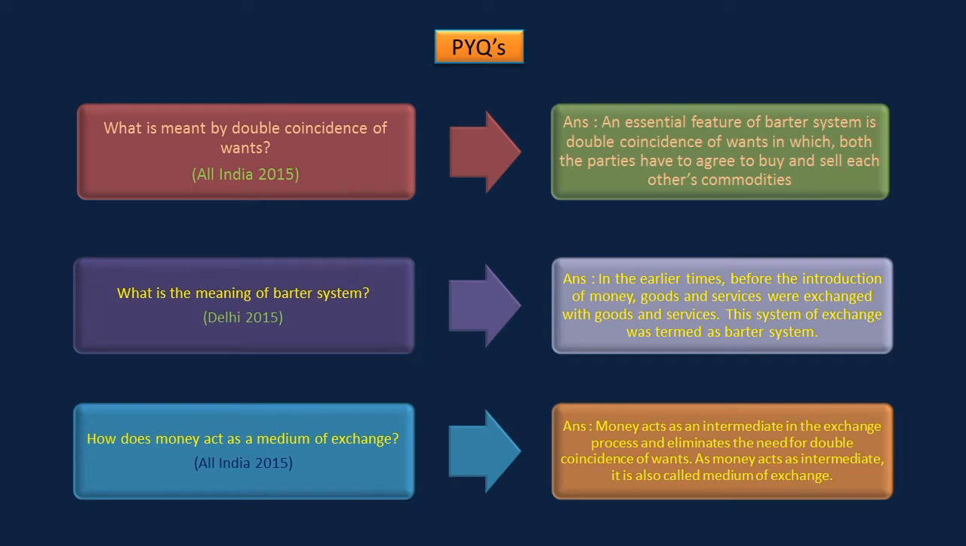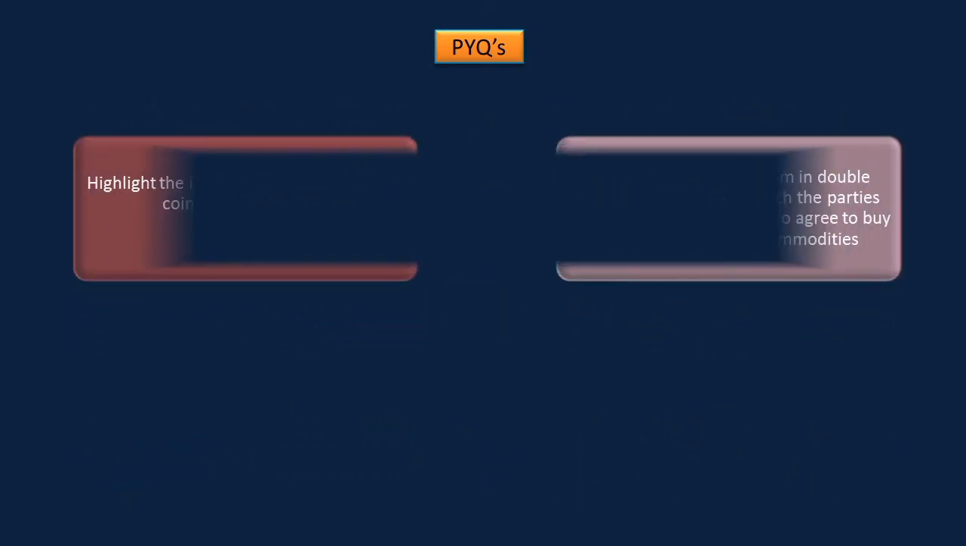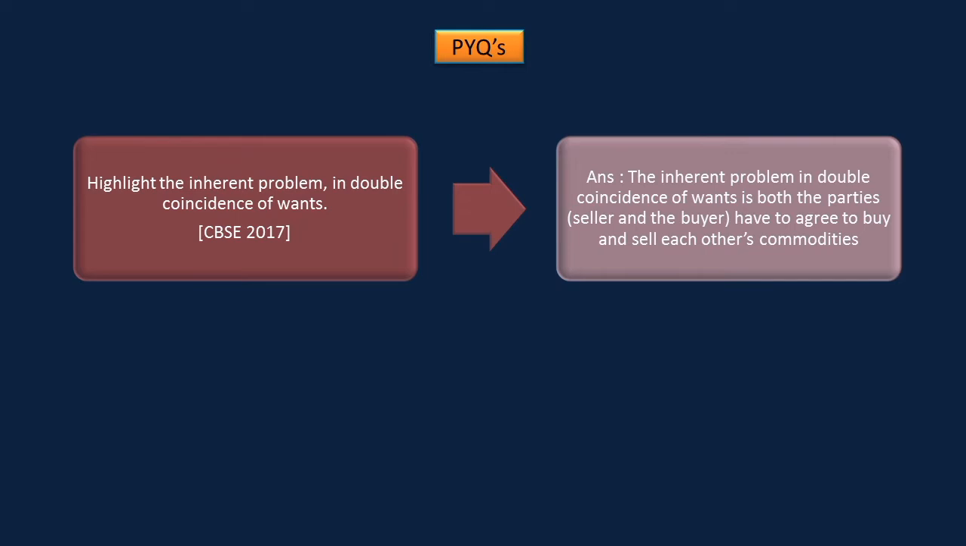So let's move forward. For my PYQ, highlight the inherent problem in the double coincidence of wants. As we have understood, inherent means the thing belongs to me. The thing that we are purchasing or selling belongs to me, that is the inherent. So the inherent problem of the double coincidence of wants is that both parties have to agree. But as we have seen in the ongoing class, there were three pictures and all three did not agree to buy or sell each other's commodities. So that was the inherent problem in the double coincidence of wants.